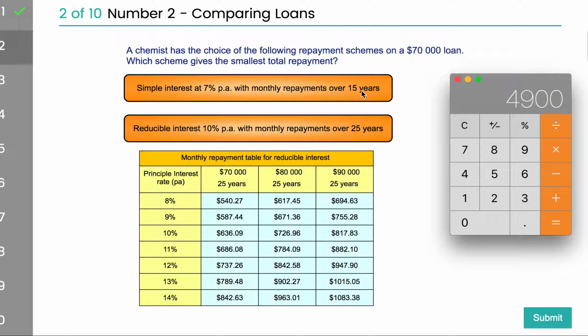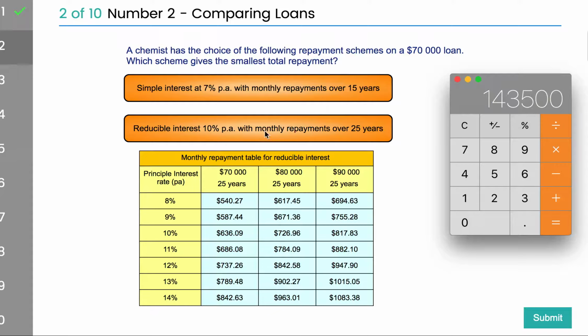How many years is this one for? 15 years. So we times that amount of interest we pay by 15 years, and that tells us the interest we're going to pay. The interest is the amount over and above the loan itself, but we've also got to add back what we borrowed, remember? So we also borrowed 70,000, and that's going to give us 143,500. And I've forgotten what the other one was.